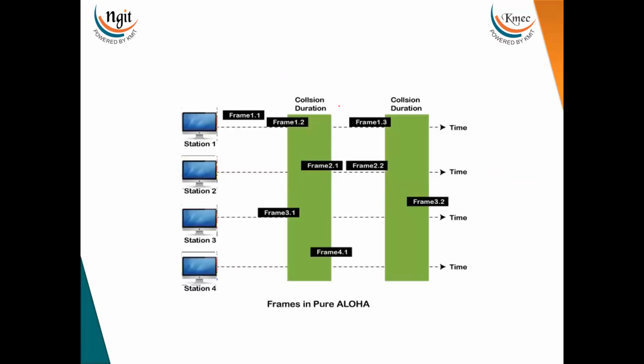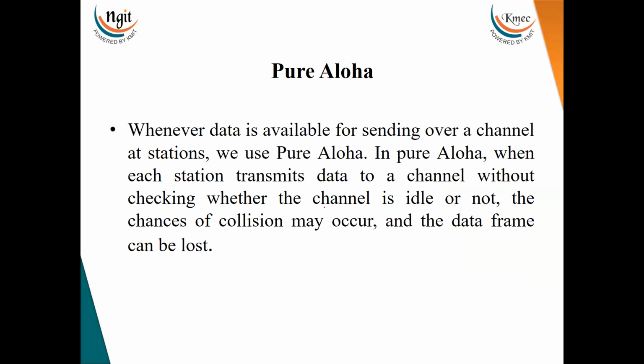You just see here, station 1 is sending the frames, first 1.3, 1.2, 1.1. Immediately, station 2 is also sending its frame. At the same time, station 3 is also sending, and station 4 as well. The station will not wait until the other station sends, because automatically one after the other, the data transmission will be done here.